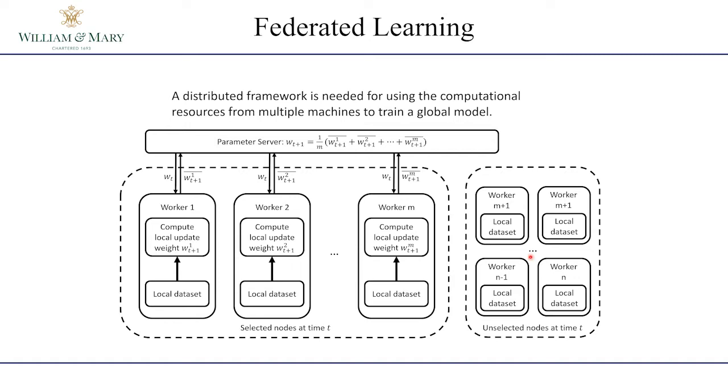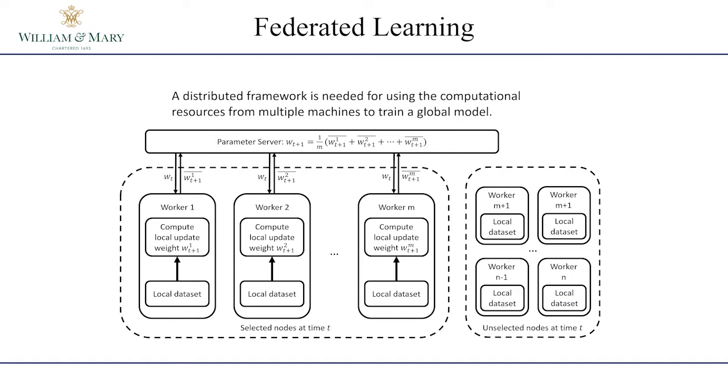We can use this figure to illustrate how federated learning works. As we can see, in federated learning, here we have one parameter server and several workers. First, for privacy concerns, the primary server does not keep any data. Instead, each worker keeps its own local dataset itself. In each iteration, the server first randomly selects some workers to perform computations. In this figure, we select worker 1 to worker M among n workers.